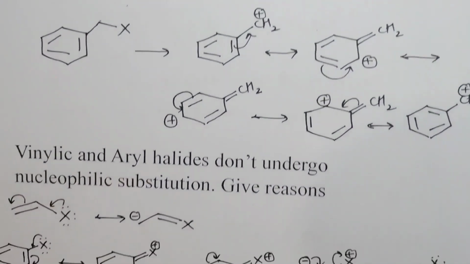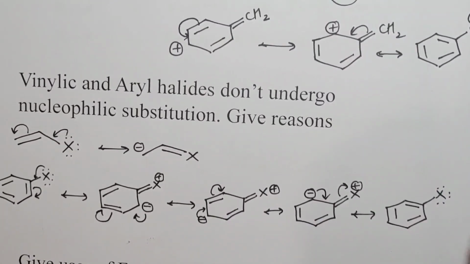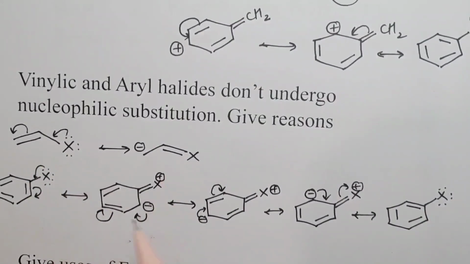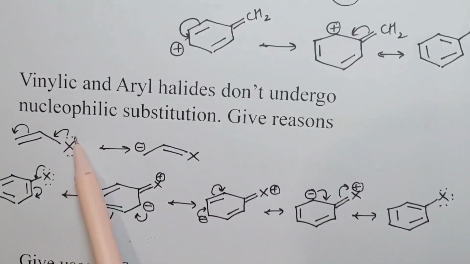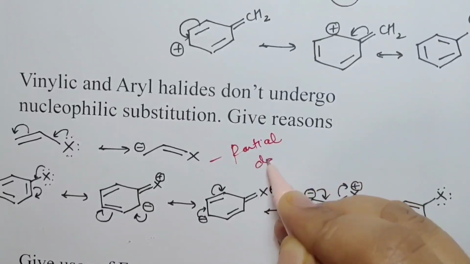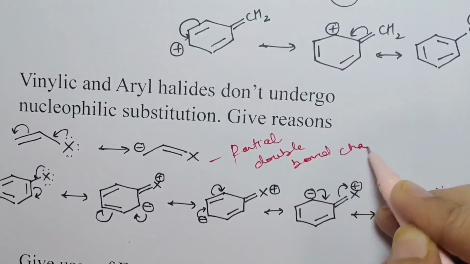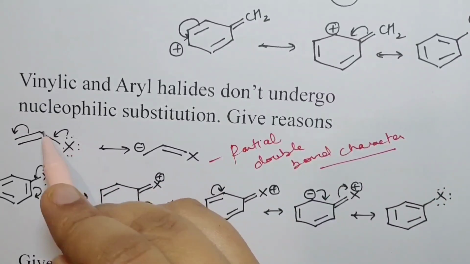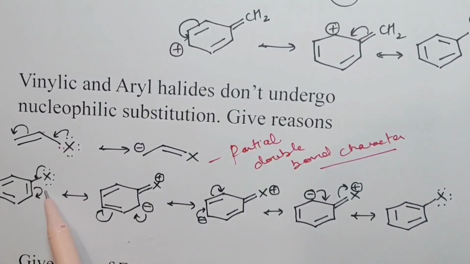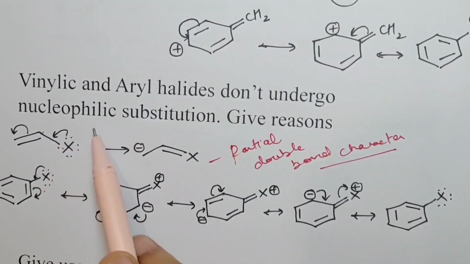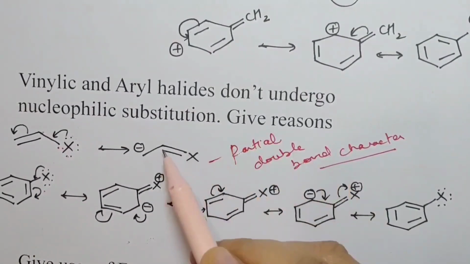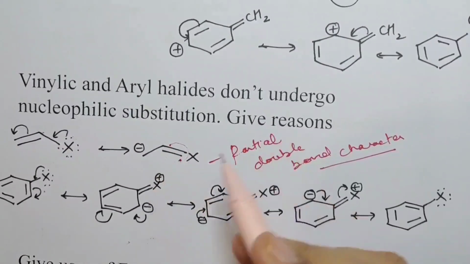Right? Moving on. Vinylic and aryl halides do not undergo nucleophilic substitution. So now this is your vinyl halide and this is your aryl halide. If you look at the structure, you will see that there is resonance here. And because of the resonance, there is partial double bond character. So this C-X bond acquires a partial double bond character because of the resonance. Same happens with aryl halide. There are other reasons for it to not give nucleophilic substitution also. Partial double bond character is one reason. Because of this partial double bond character, this bond is very strong, very difficult to break. But that's not all.